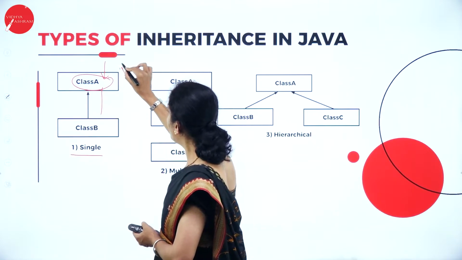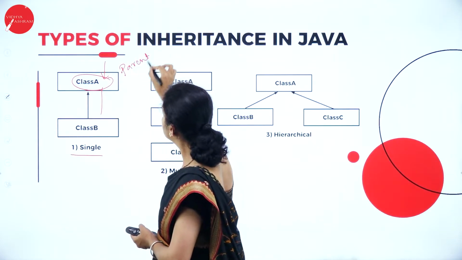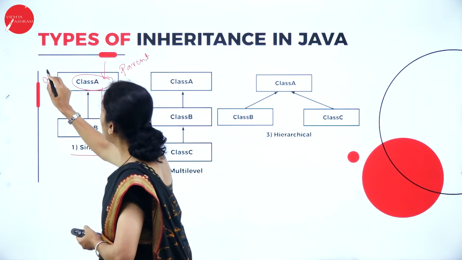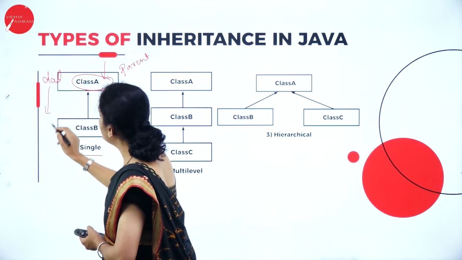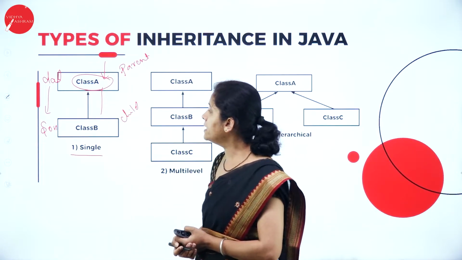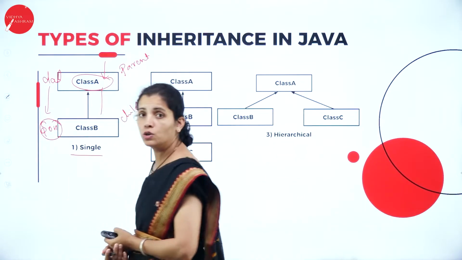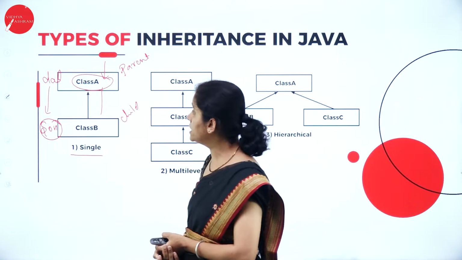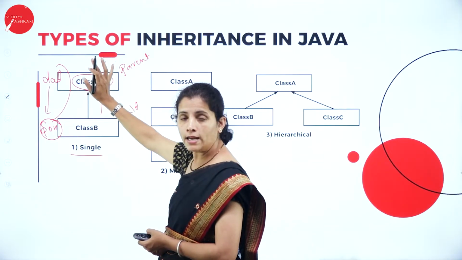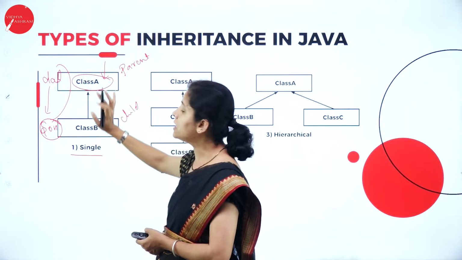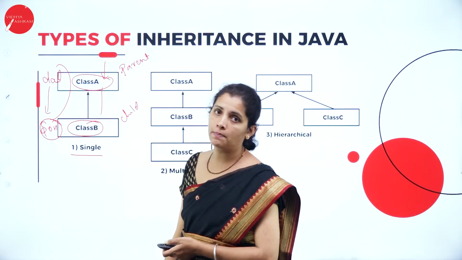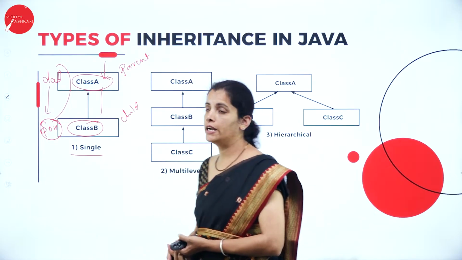Okay, this is my parent and this is my child. So, I can consider this is dad, and from dad, son. Okay. So, what is the meaning? This son can acquire all the properties which belong to the dad. Okay. So, one superclass or one parent and one child or one subclass. So, it is called single inheritance.